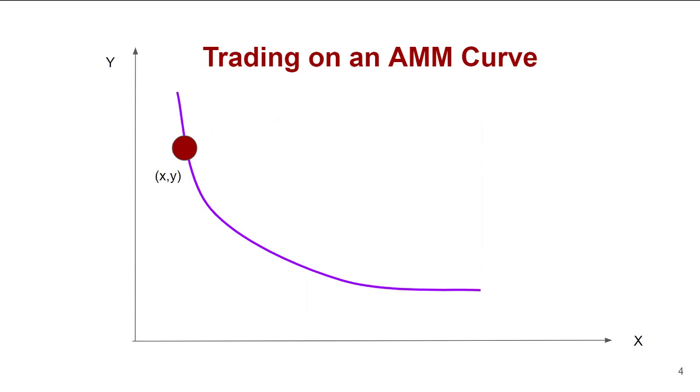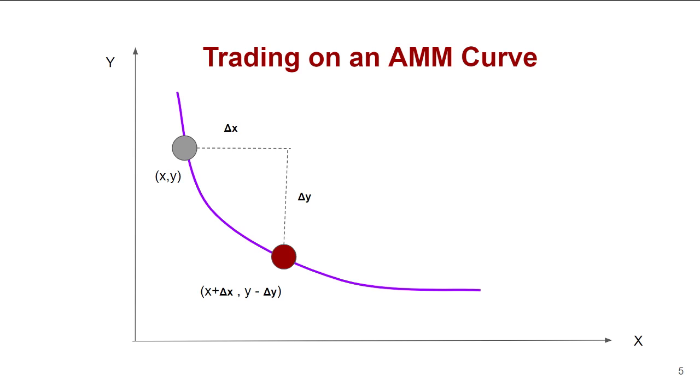So here is an automated market maker curve. We are initially at some point x comma y, which means that the liquidity pool consists of small x tokens of type X and small y tokens of type Y. A trader can now come to this pool, and if this trader were to offer the pool delta X tokens of type X, then we would have to be constrained to move on this curve to a new point that is denoted here by the red circle.